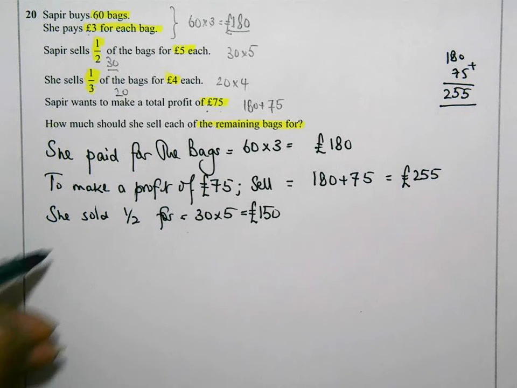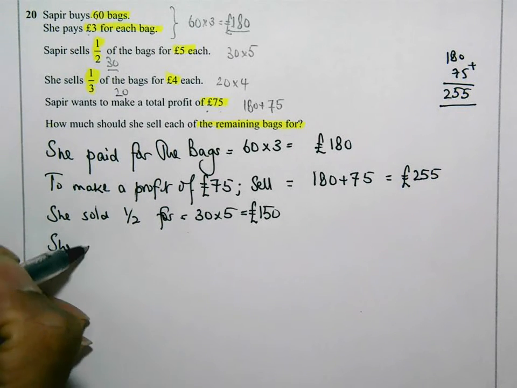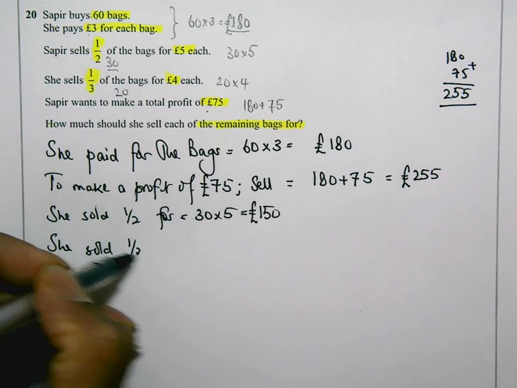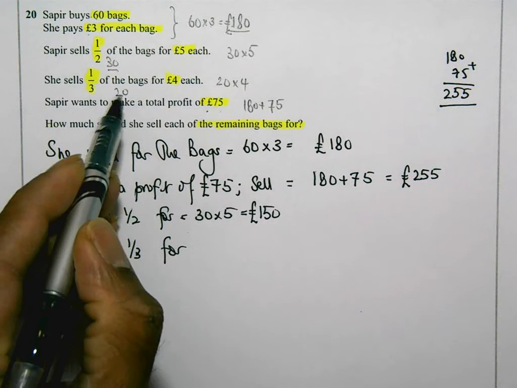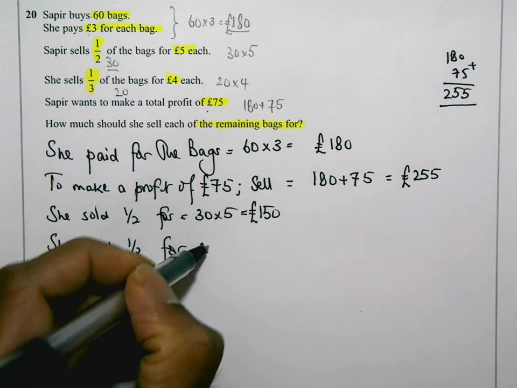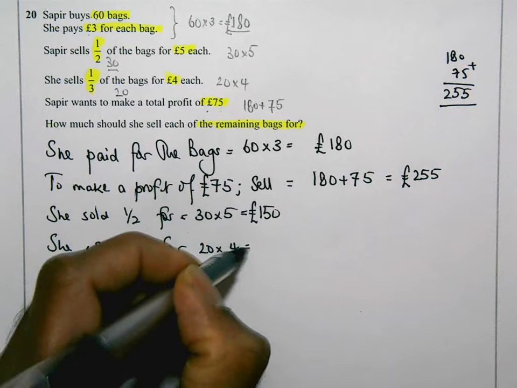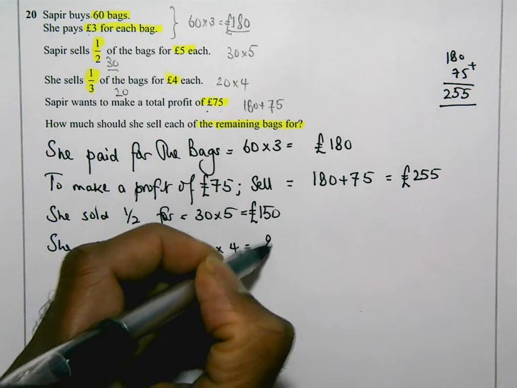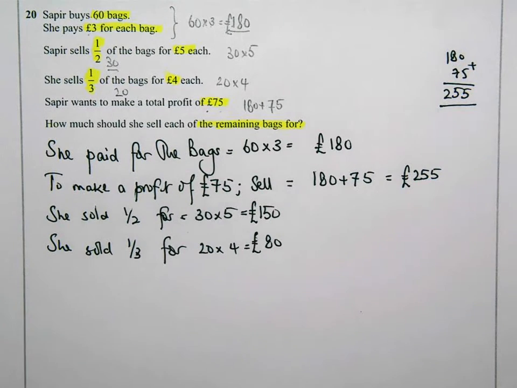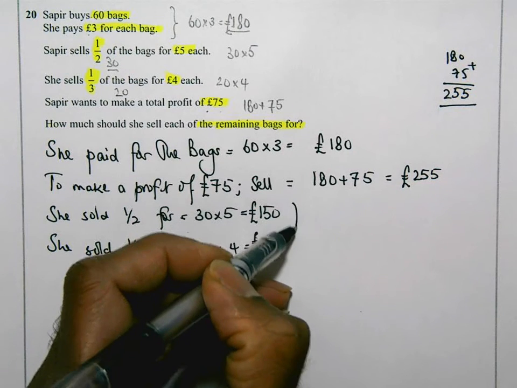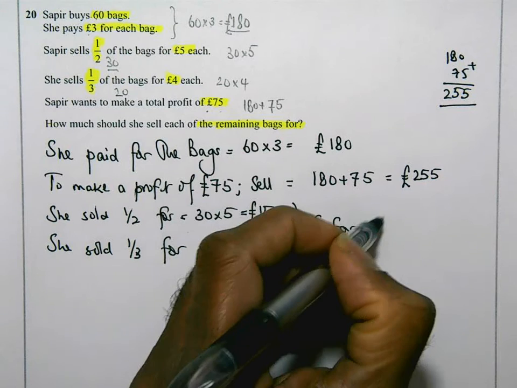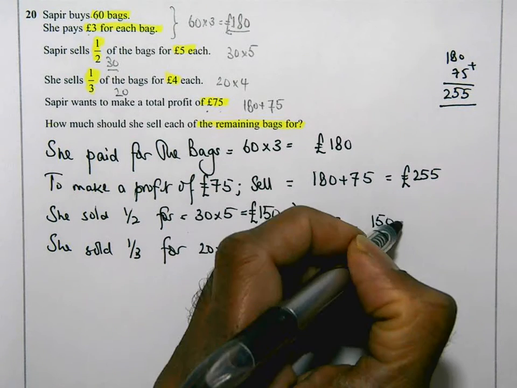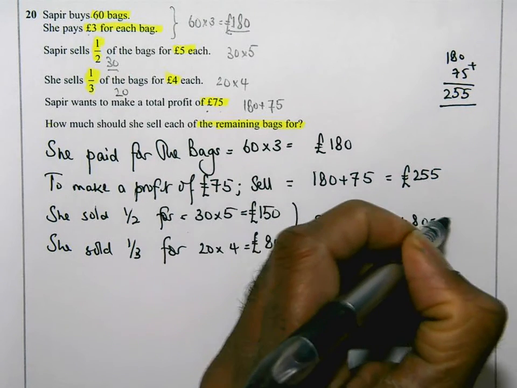She sold a third for £4 each, so that's 20 times 4. 20 times 4 is 80. So altogether so far, she's made 150 plus 80, and that's £230.